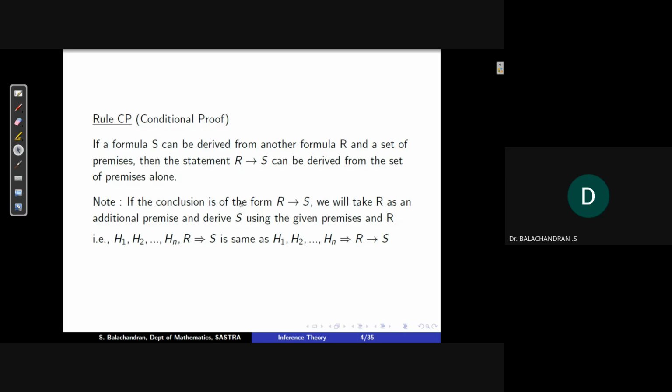So if the conclusion is of the form R implies S, we take R as an additional premise, and derive S using the given premises and R. That is, H1, H2, Hn are the given premises and R is the additional premise. If from this we get S, it is the same as getting R implies S from the set of premises alone. So that is rule CP.